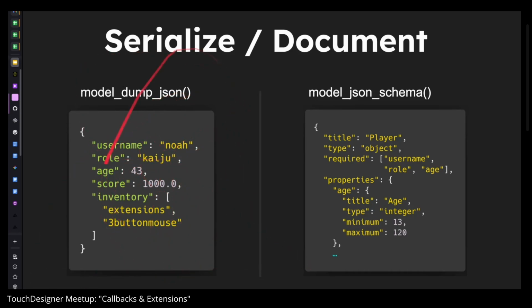Same thing when you want to read. It's very easy to just validate right off of JSON on the disk in the reverse process. And then model JSON schema, same thing. It's going to put out a JSON schema. You can hand this to Swagger, OpenAPI, your REST endpoints, whatever. You define all this stuff right off of your data model, and those things are going to stay in sync.